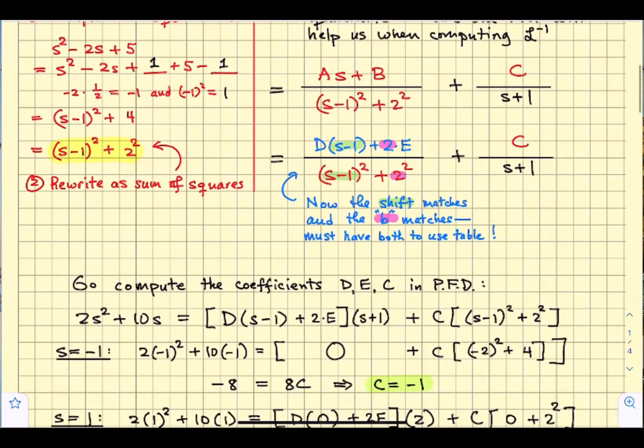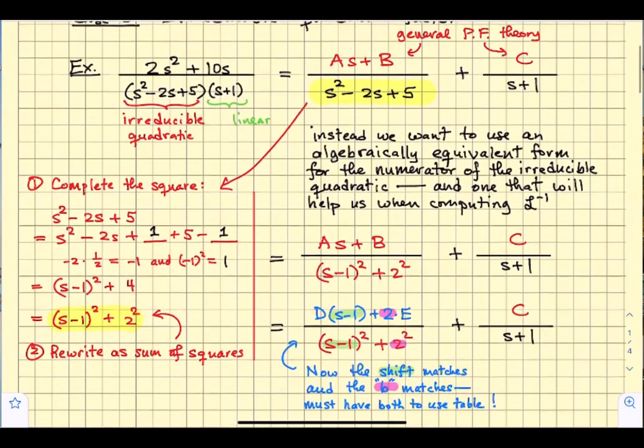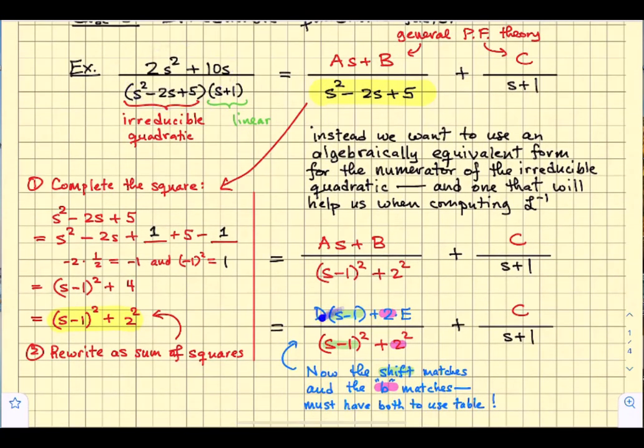Well, now if we have this form for the decomposition, we need to find the constants D, E, and C, and this plays out just like we did before. So we really have this equals this.